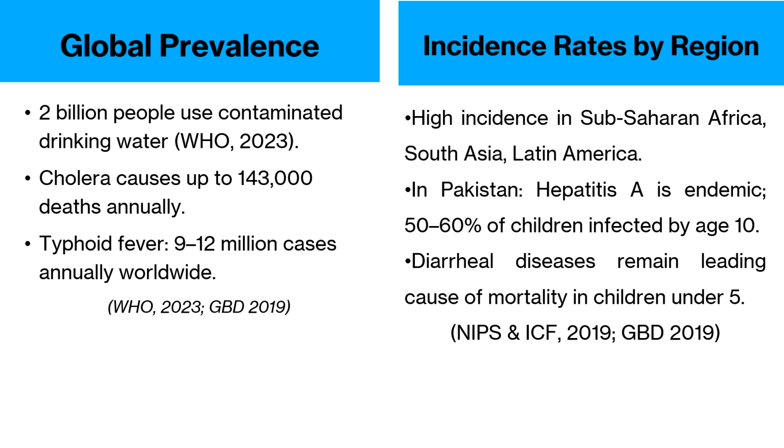If you look at the global prevalence, 2 billion people use contaminated drinking water, and cholera causes up to 143,000 deaths annually, while typhoid fever affects 9 to 12 million cases annually worldwide. In incidence rates by region, there is high incidence in sub-Saharan Africa, South Asia, and Latin America. In Pakistan, hepatitis A is endemic. 50 to 60% of children are infected with hepatitis A by the age of 10. Diarrheal diseases remain the leading cause of mortality in children under 5. These reports are from GBD 2019 and WHO 2023.